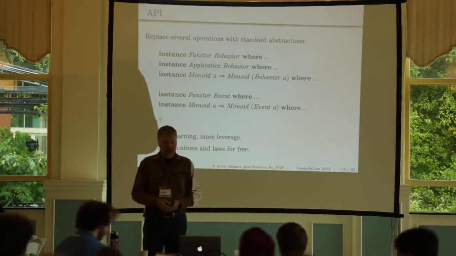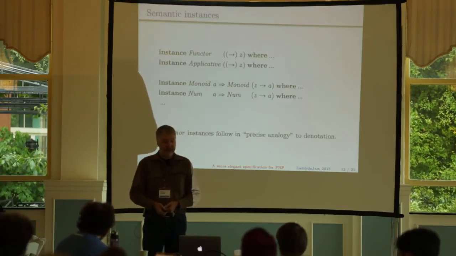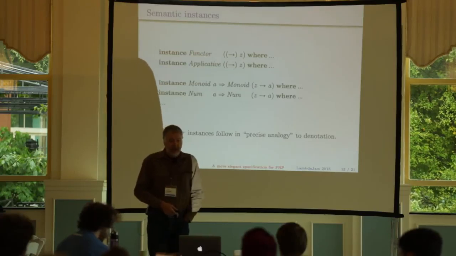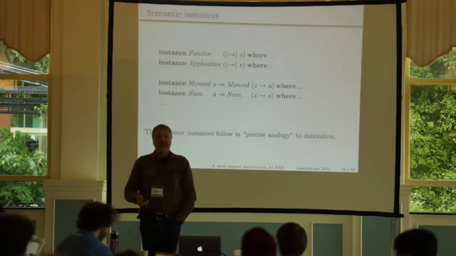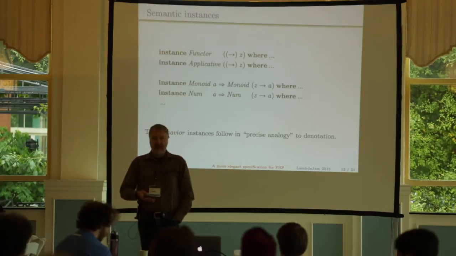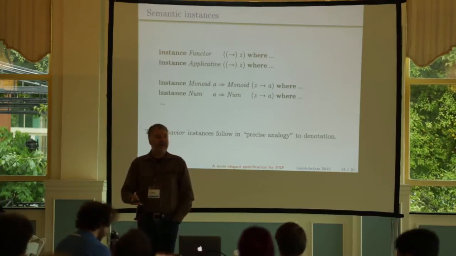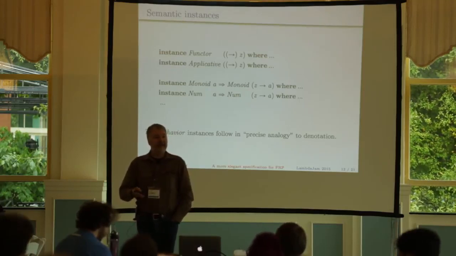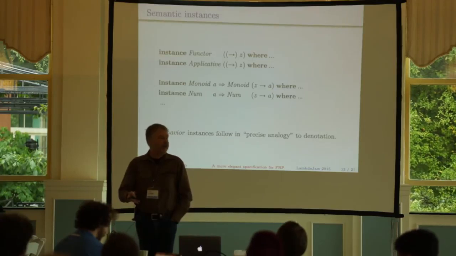And then, as I'll show you, we get specifications for free. And to me, that's a huge payoff, and they're law-abiding necessarily. So the first observation is to notice that the meaning, in this example, the meaning of a behavior is a function from time. So behavior of A, its meaning is a function from time to A. So A is a type parameter here.